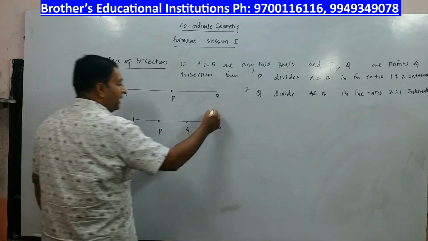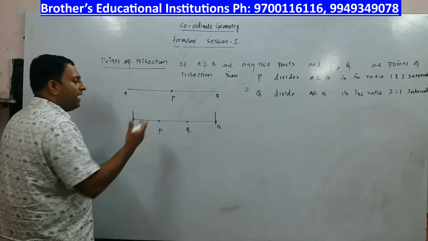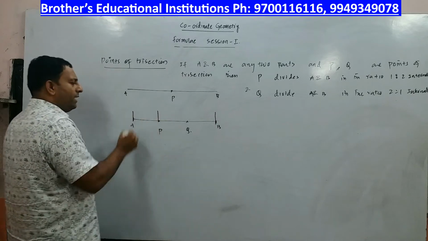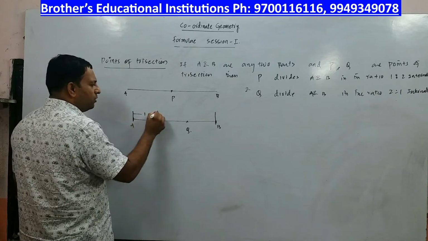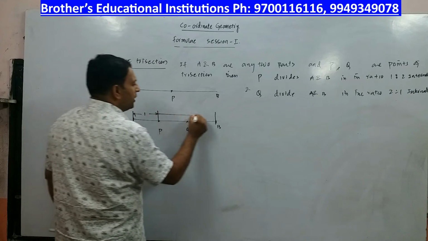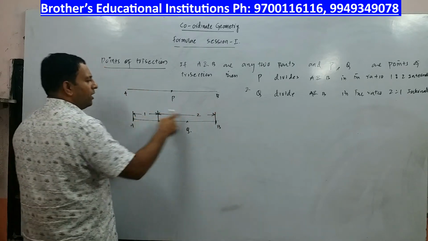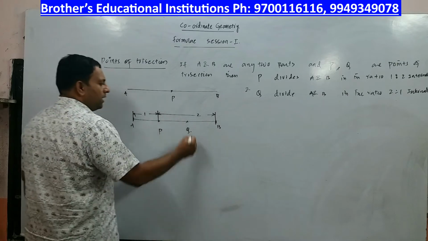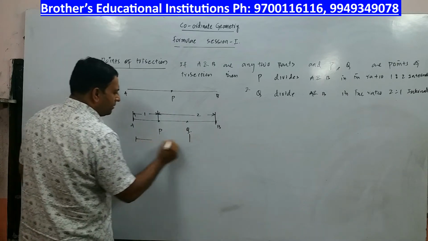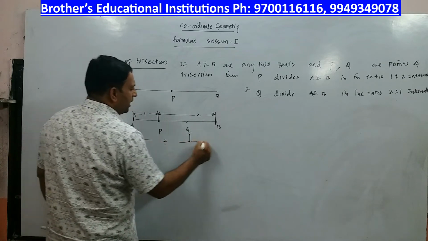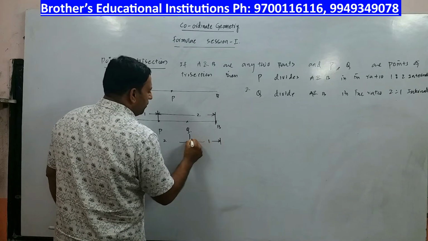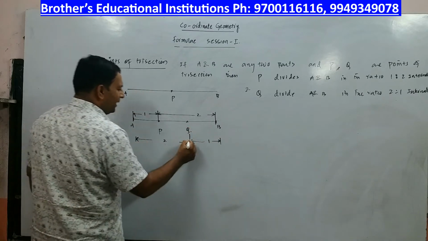You are dividing A and B into three equal parts. This constitutes the first part, and these two things together will be two parts. So P divides in what ratio? 1:2. If I want to find the ratio in which Q divides: this is two parts and this is one part. So Q divides in the ratio 2:1.